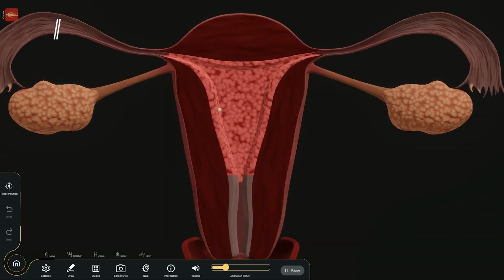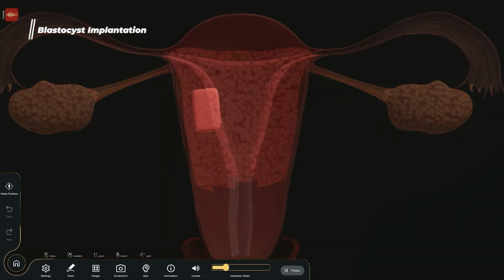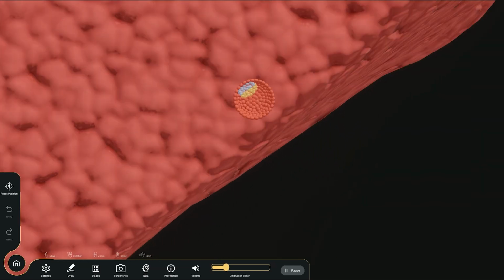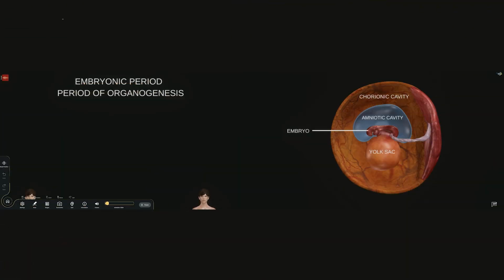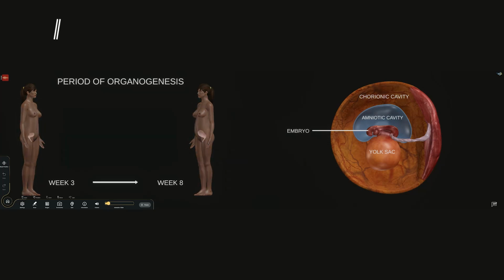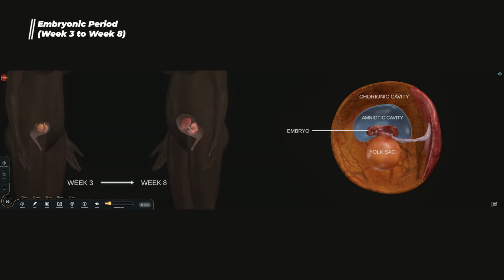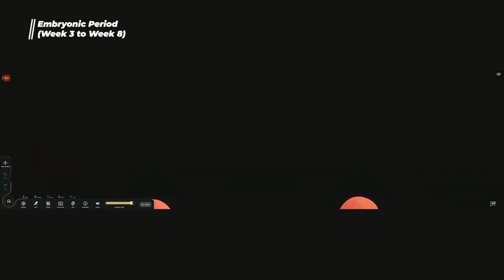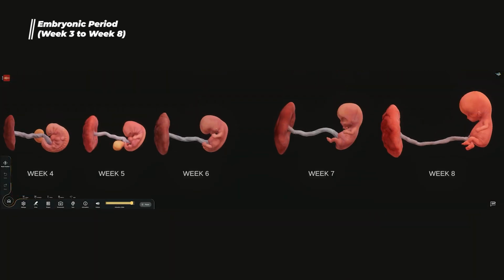Watch as the blastocyst embeds into the endometrium, initiating a world of transformation. With Cadaviz, learners can map the period of organogenesis. In stunning 3D, you can now visualize the changes occurring in the embryo during the period.